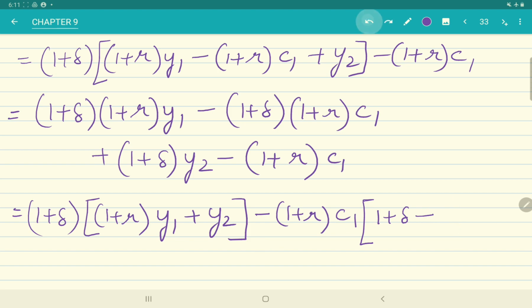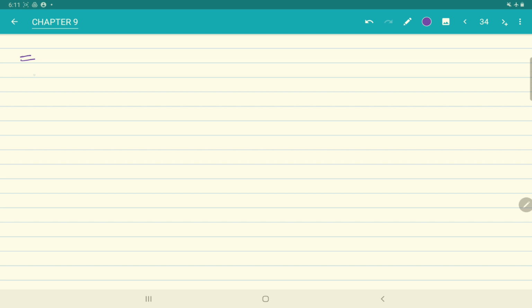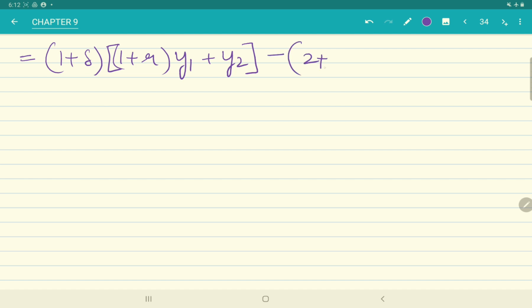So instead of this now I can write 2 plus delta, and that means my numerator becomes (1 plus delta)(1 plus r)(y1 plus y2) minus (2 plus delta)(1 plus r) c1. And now I can write this in my numerator.